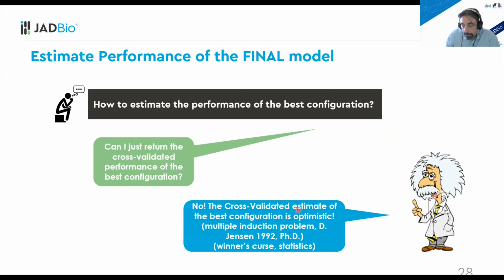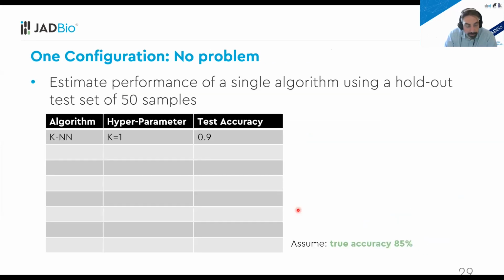What they say is that the cross-validated estimate of the best configuration is actually optimistic. You may think it's 90%, you may estimate it as 90%, but it may be like 50%. Okay, let's see why. Let's see an example.